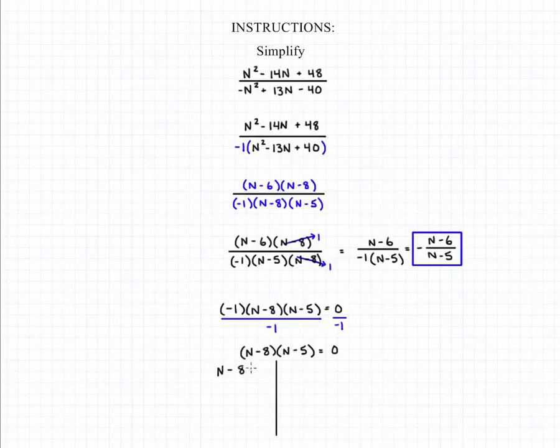So if n-8 equals 0, we can add 8 to both sides of the equation, and that will give us our first value, which is n is equal to 8. If n-5 is equal to 0, we can add 5 to both sides of the equation, and that will give us our second excluded value, which is n is equal to 5. So if n equals either 8 or 5, we'll be dividing by 0, and therefore 8 and 5 are the excluded values for this expression.